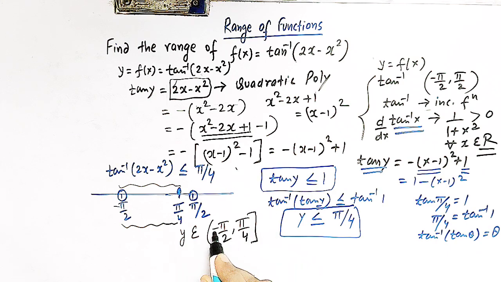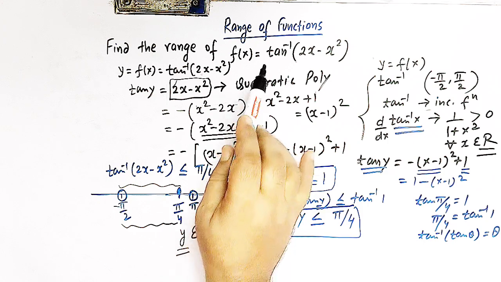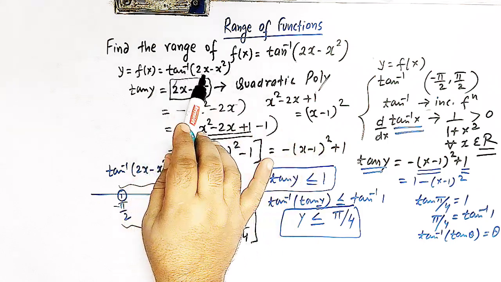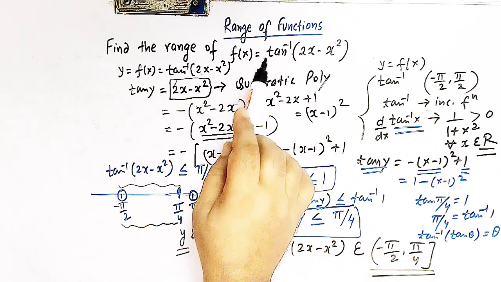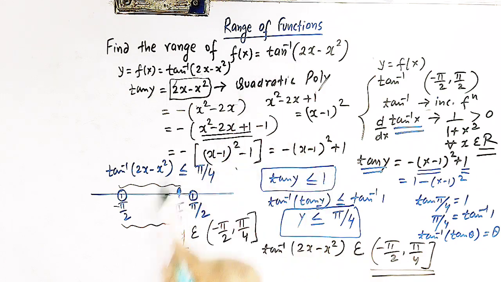So y belongs to minus pi by 2 to pi by 4, and y is our function, that is tan inverse (2x minus x square). So tan inverse (2x minus x square) belongs to this interval, that is from minus pi by 2 to pi by 4, and this is the range of this function tan inverse (2x minus x square).